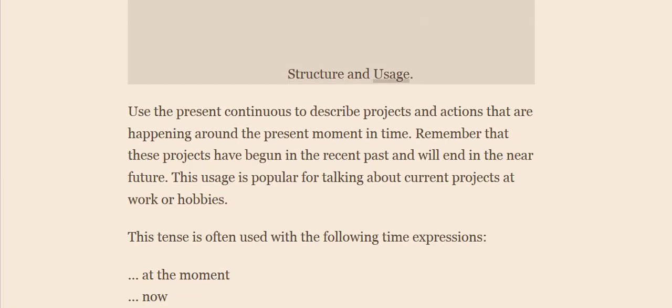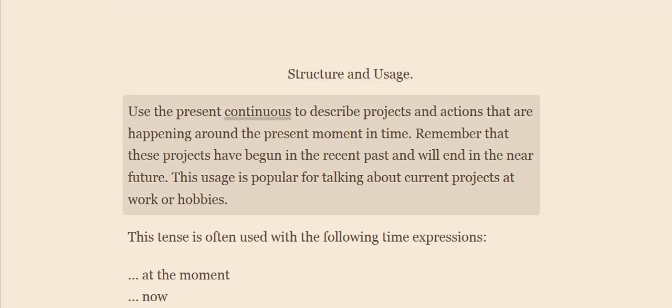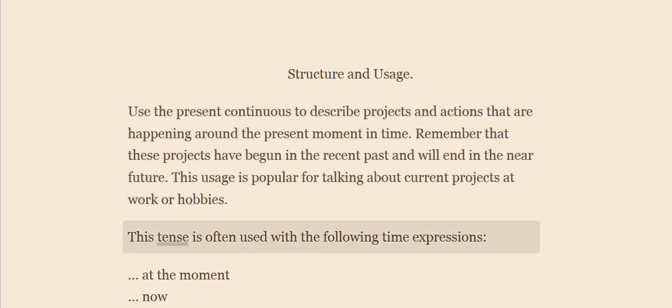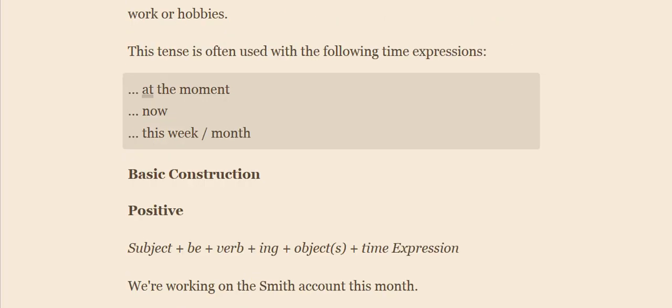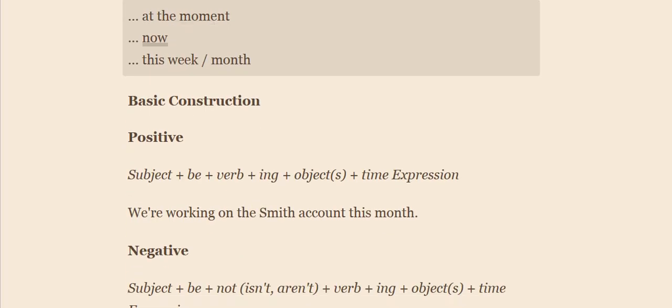Structure and usage. Use the present continuous to describe projects and actions that are happening around the present moment in time. Remember that these projects have begun in the recent past and will end in the near future. This usage is popular for talking about current projects at work or hobbies. This tense is often used with the following time expressions: at the moment, now, this week/month.